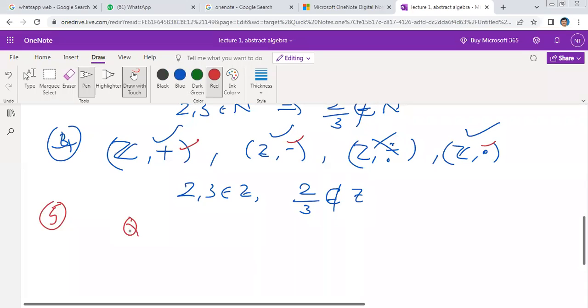What about Q, the set of all rational numbers? Q, plus. Yes. Q, minus.